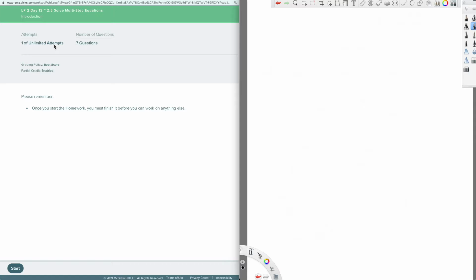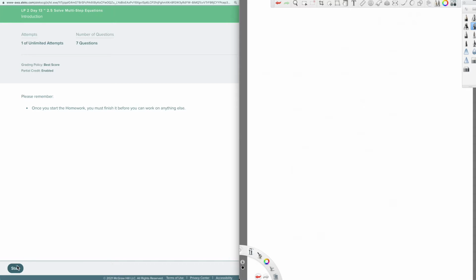Number of questions just tells you how many are on this particular assignment. So there are 7. There's going to be anywhere from 1 to 10 questions, depending on the section. Grading policy, best score, means that whichever attempt is the best one is the one you keep, and partial credit is enabled, so if you answer 1 of 7 questions, you do get credit for that question. It has to be completely answered on that 1 question, though. It's not partial within the questions. This message says, please remember once you start the homework, you must finish it, so you can't work on something else, anything else.